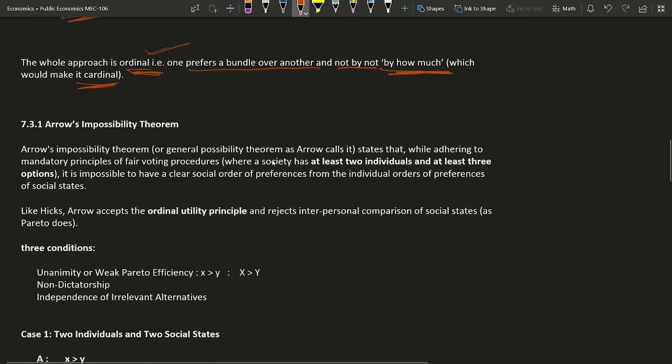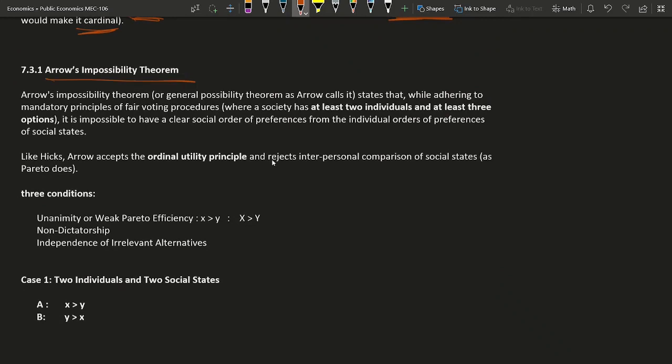Arrow's impossibility theorem, or general possibility theorem, as Arrow calls it, states that while adhering to mandatory principles of fair voting procedure, where a society has at least two individuals and at least three options, it is impossible to have a clear social order of preferences from the individual orders of preferences of social states. Like Hicks, Arrow accepts the ordinal utility principle and rejects interpersonal comparison of social states.